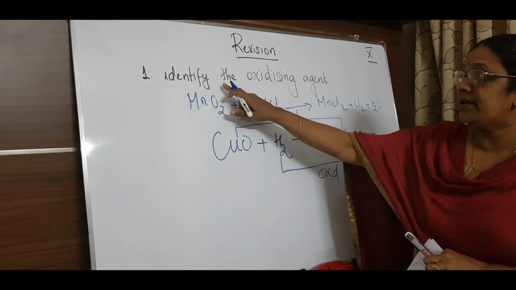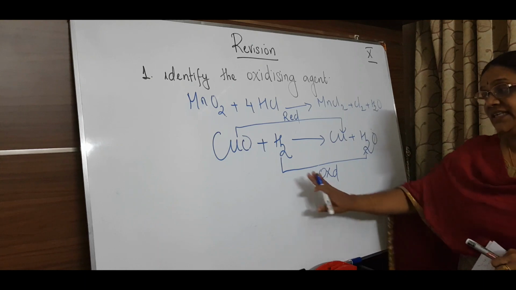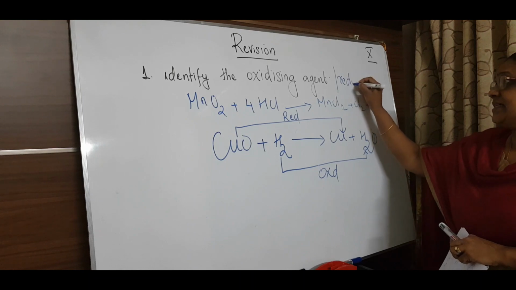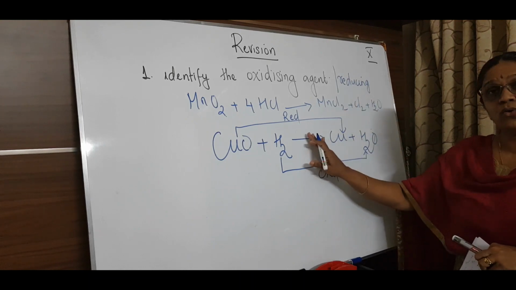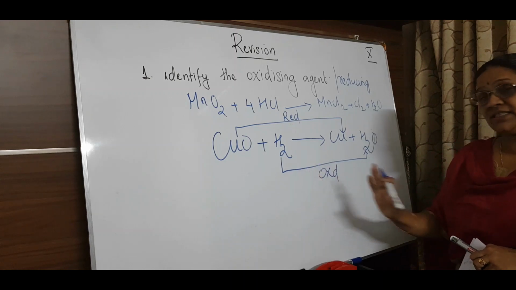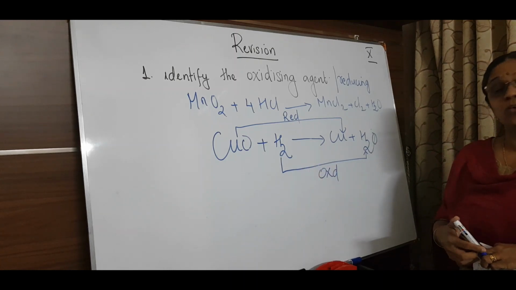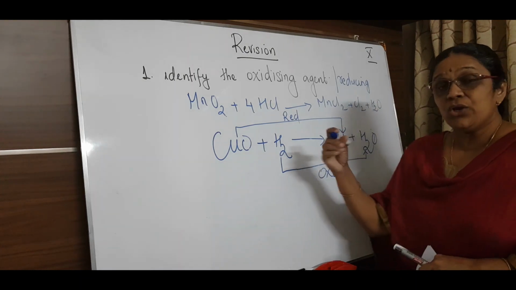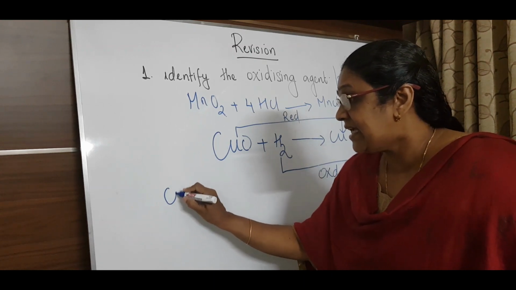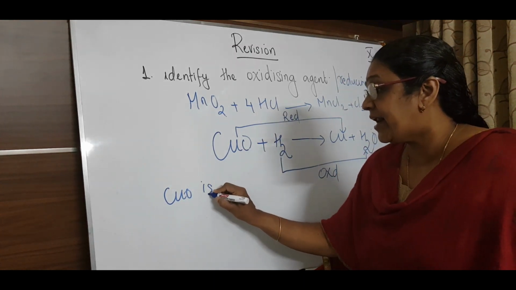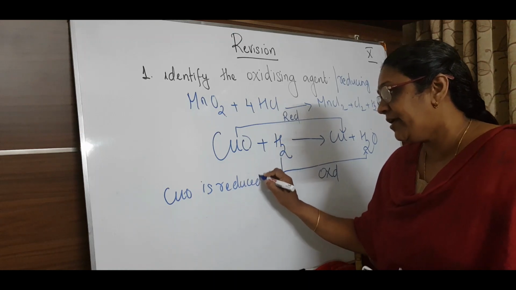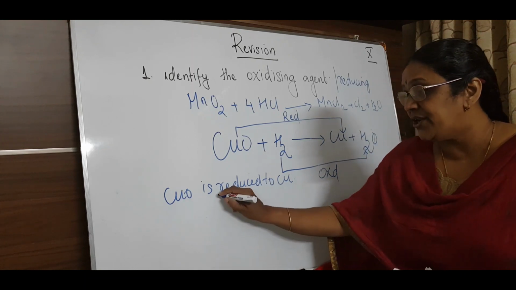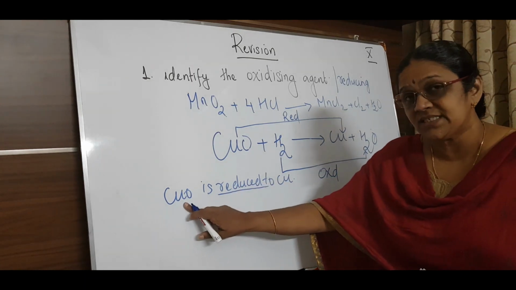Now coming back to the question, identify the oxidizing agent. We will see in this equation what is the oxidizing agent as well as the reducing agent. If a question comes like this, first you have to write what is oxidation and what is reduction. Some children make mistakes in this. You have to write, see how I am writing, CuO is reduced to Cu. That is CuO is reduced to Cu. So what is reduced? CuO.